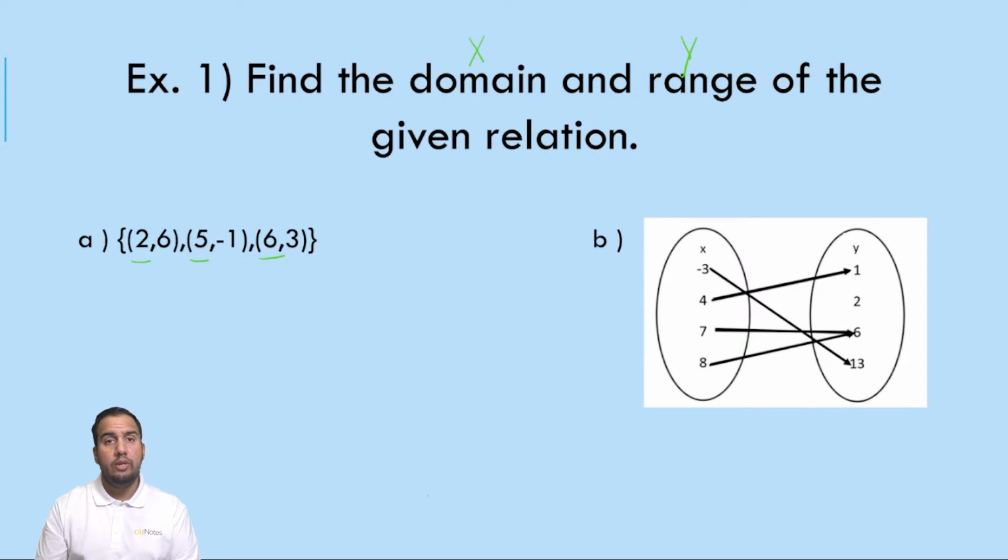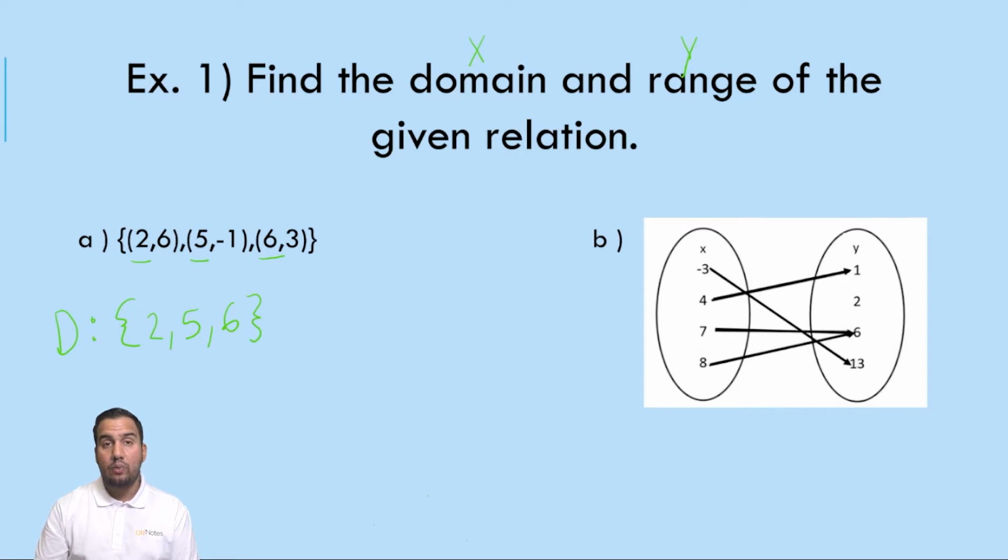And then what we're going to do is list them. So how do we list them? Well, we write it as a set. So I'm going to call it D for domain. And then I'm going to write it as a set. Be careful with the brackets. And I'm going to put it from least to greatest. So in this case, it's already written from least to greatest. So it's going to be 2, 5, and 6. And I'm going to close the bracket, and that's my answer.